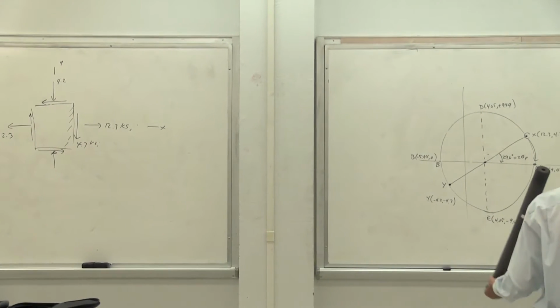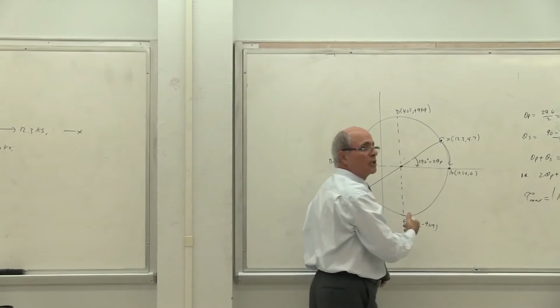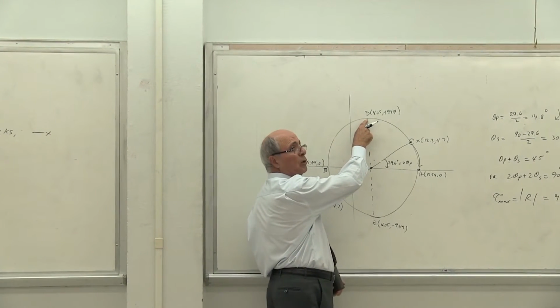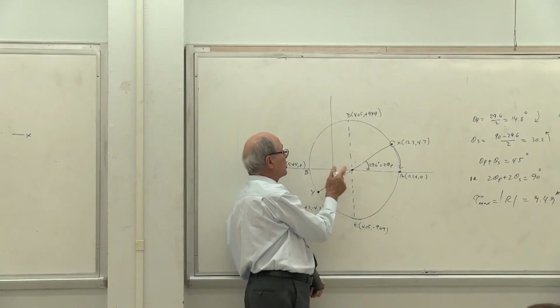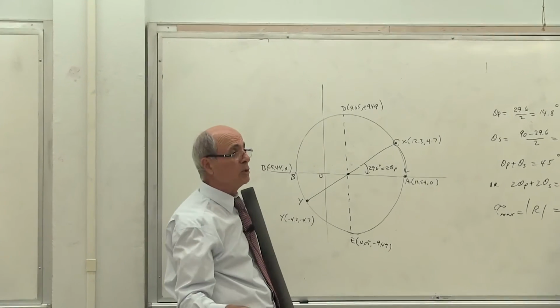Now we can do the same thing for the maximum shear. But look at the coordinate here. What's the coordinate of D? How much do you have for sigma? Sigma is not equal to 0. Many people would do that and make a mistake.